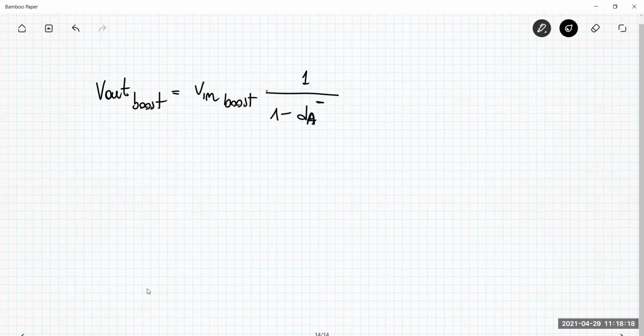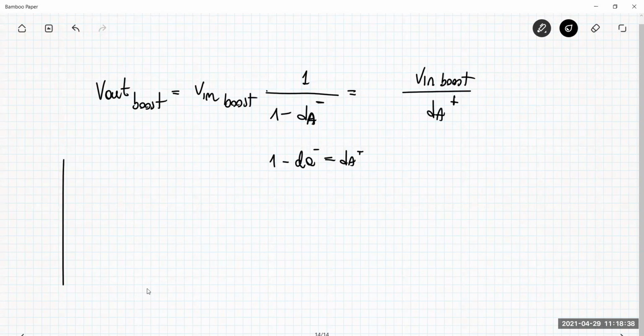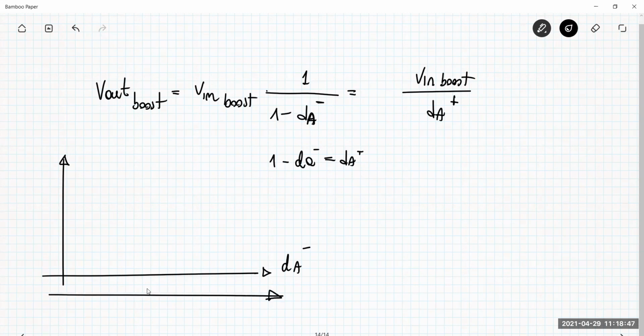Remember also that 1 minus dA minus is also dA plus, okay? Is the duty cycle of the top side transistor. We can also write this expression in this way, with dA plus. Let me plot this function as a function of dA minus, or if you want, as a function of dA plus, since this relationship exists.